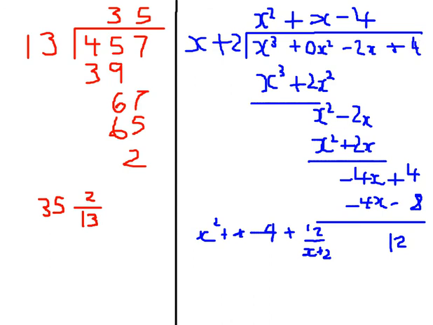The second thing is be careful with negatives. It's very easy to subtract and forget that when you subtract 2 from minus 2 you get minus 4, or when you subtract minus 8 from 4 you get 12. So be very careful with subtracting negatives.